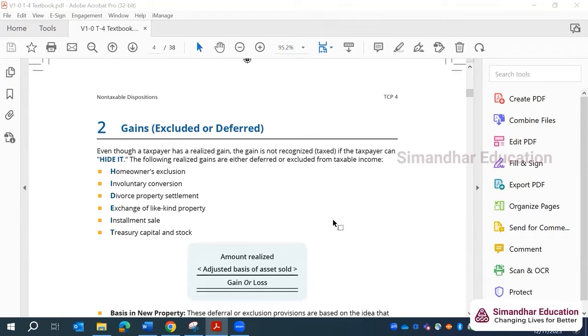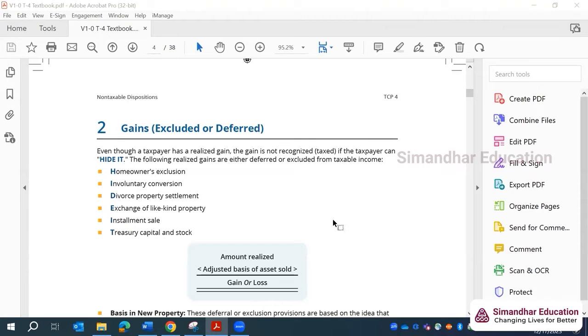So under the homeowners exclusion, what we are going to learn is that whenever an individual taxpayer sells their primary residence and if they satisfy certain criteria, now, what are those criteria? I'm also going to explain that. But if they satisfy those criteria, they are allowed to exclude a certain amount of gain. So that means they do not pay taxes on that gain.